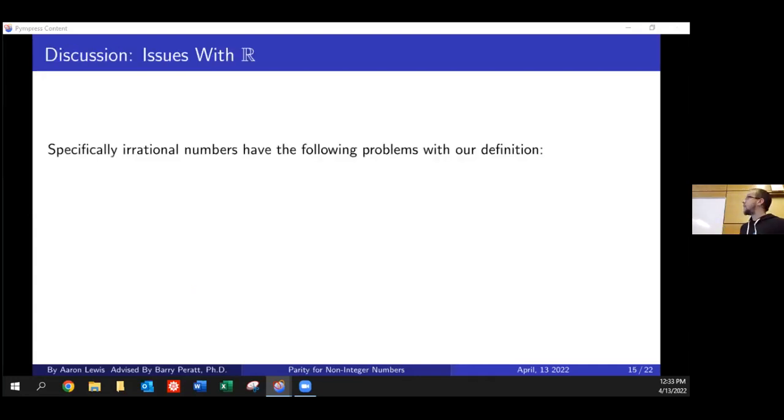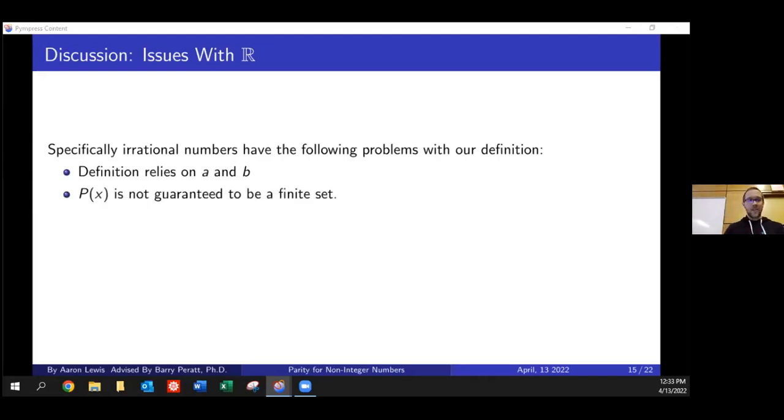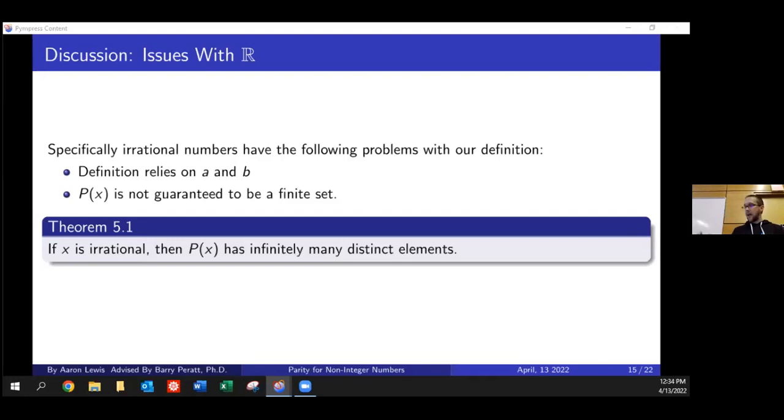Okay, moving on from Q, or from the rational numbers, we can look at the reals. There are a couple of issues with the reals that mean you can't properly extend the definition to them. Our definition relies on A and B for the rational number, and P of X, referring to the real numbers, is not guaranteed to be a finite set. In fact, we prove that if X is irrational, then P of X has infinitely many distinct elements.